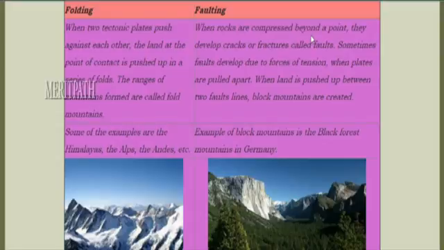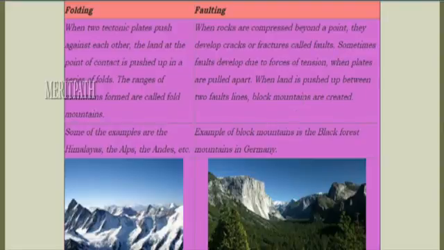And what is a faulting force? When rocks are compressed beyond a point, they develop cracks or fractures. They are known as faults. These faults develop due to forces of tension, when the plates are pulled apart. So when land is pushed up between these two fault lines, block mountains are created. Folding mountains have pointed ends.